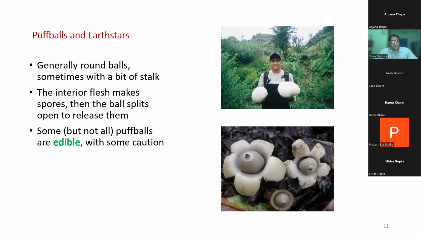Apart from that, of course, puffballs. Dr. Bloom said these are the puffballs which I found in the Annapurna region.